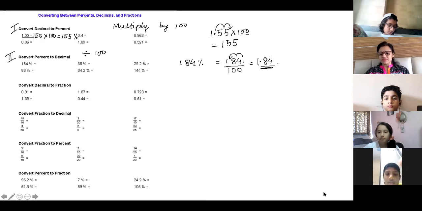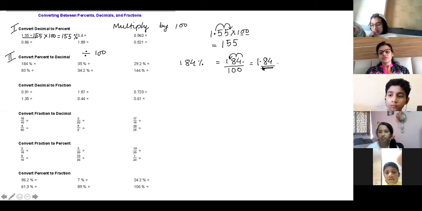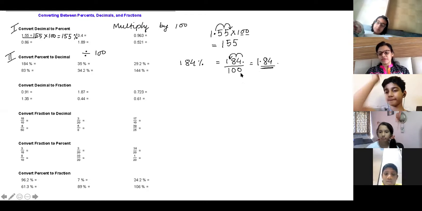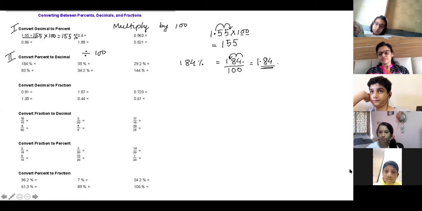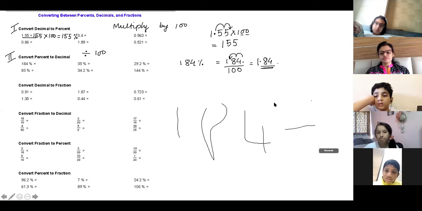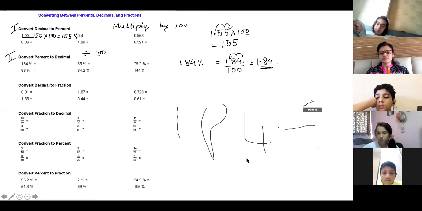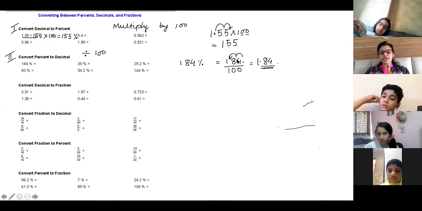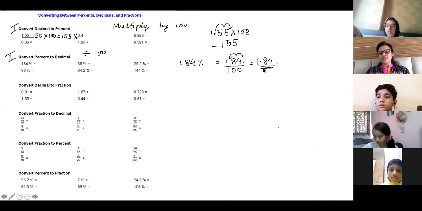Yeah, Munib, tell me. Ma'am, I wrote 184% is equal to 184 divided by 100. I wrote it like this. I didn't write it in fraction form. No problem. You wrote 184 upon 100. You can write like that also, or 184 by 100, but you have to write the answer 1.84.